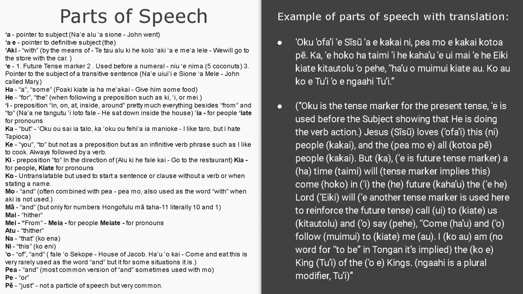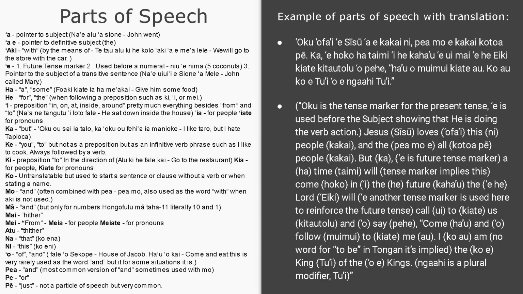Ka is the word but. The sentence here is Oko saia e talo, ka oko fehia ia manioke. I like taro, but I hate tapioca. And then ke is to, but not as a preposition, but as an infinitive verb phrase, such as I like to cook. So if you're going to say a verb and you like to do that verb, you use ke and not ki, because ki is a preposition.